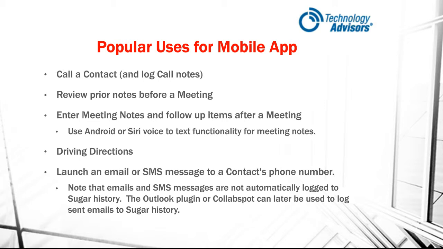And you can launch email and SMS messages to phone numbers via the mobile app, but you need to be aware that those are not automatically logged into the Sugar history. You would have to later on use the Outlook plugin or the CollabSpot add-on to log those sent emails into the Sugar history. I'm going to go ahead and share my screen now.